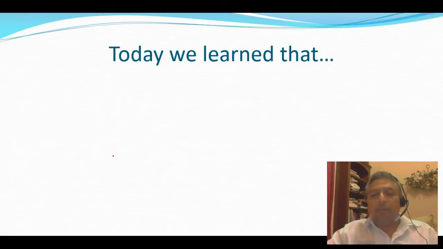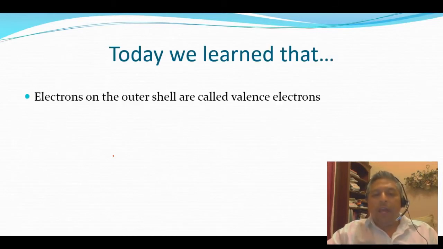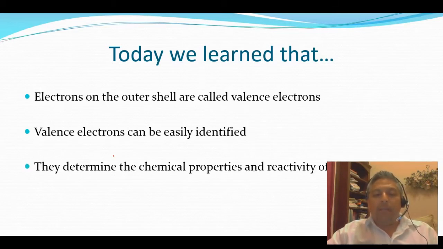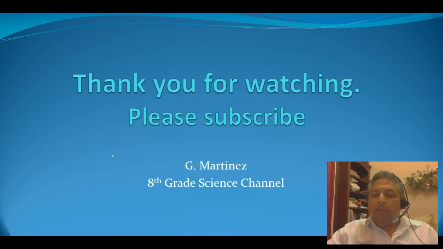Okay, so today we have learned that electrons on the outer shell are called valence electrons. Valence electrons can be easily identified just by counting the electrons on the outer shell. Valence electrons determine chemical properties and reactivity. And valence electrons are also cool. Well, we can consider them to be cool because they are. Okay, so this is pretty much everything we have for today.